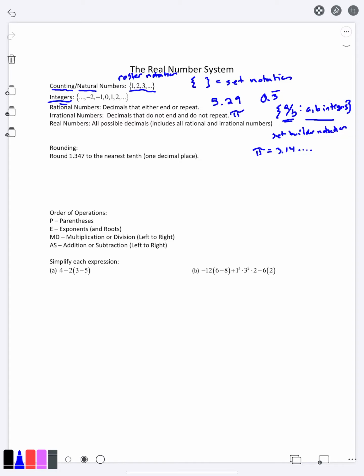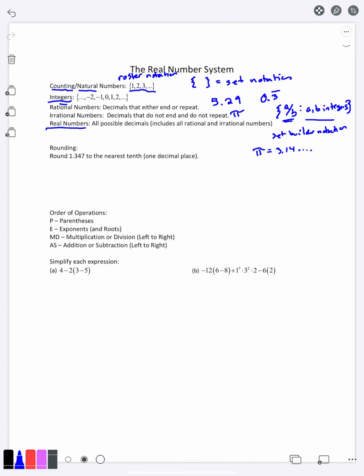And finally, this is the whole point of all this discussion: the real numbers are just take all of your rational and irrational numbers and put them all together, and those become the real numbers. So basically any decimal at all, that's a real number.